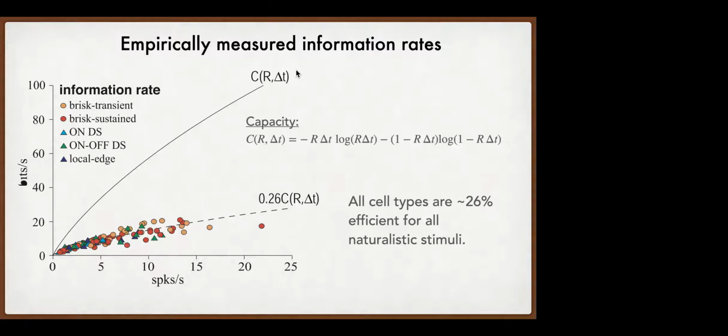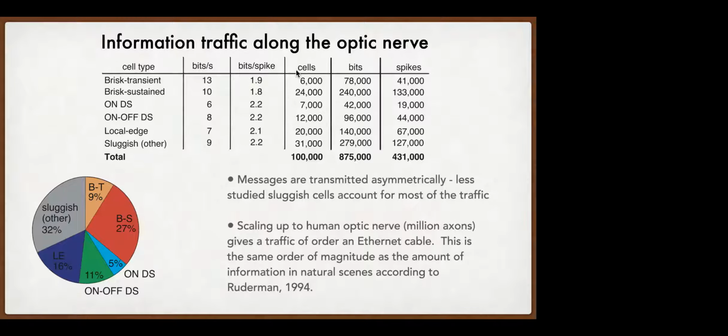Okay, so that's an interesting fact. It's as if they're all perched at a similar operating point. So you can use this to build up a budget for the information traffic along the optic nerve. If you work out how many bits per second are being transmitted by each of these different cell types, and then how many bits per spike each of them sends, it's all in the 1.9 to 2.2 range. It's all a very similar operating point. Then you work out how many cells of each kind there are, and you can just work out an information budget for the entire retina.